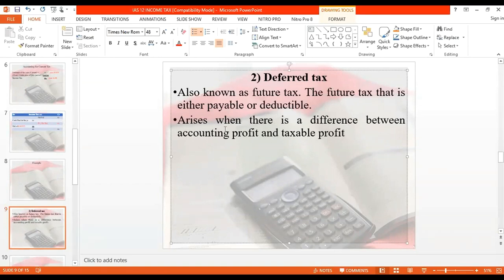I know there are questions there. So when there is a difference between what? Accounting profit and taxable profit. Now, the profit that the taxman, RRA, taxes is different from the accounting profit that we calculate. What causes the difference between accounting profit and taxable profit? There are causes of those differences, but as we continue, I'll be mentioning them.